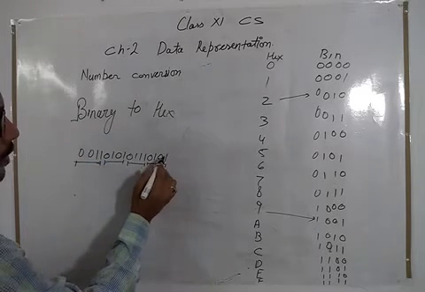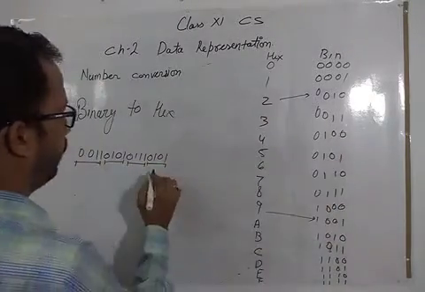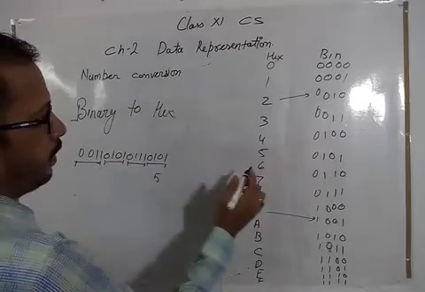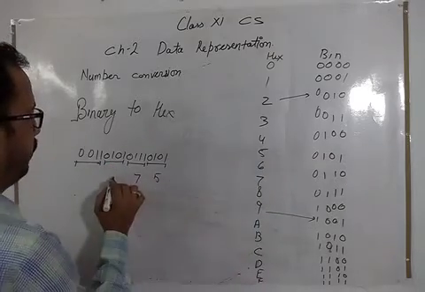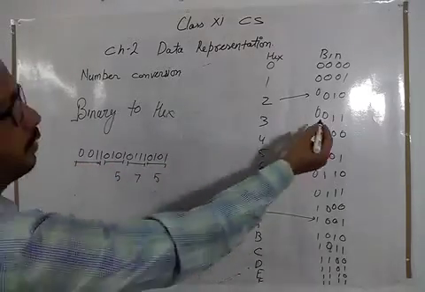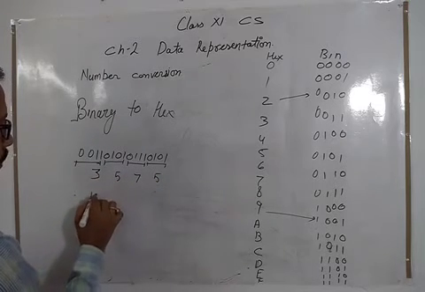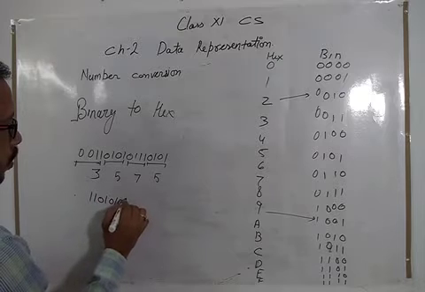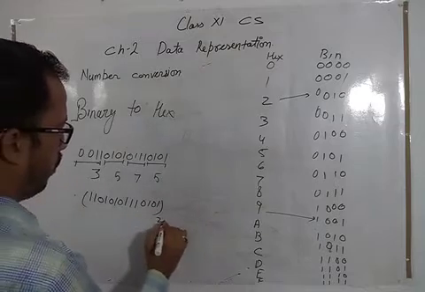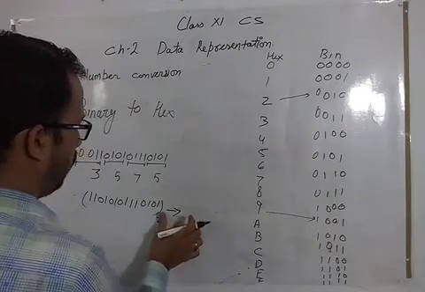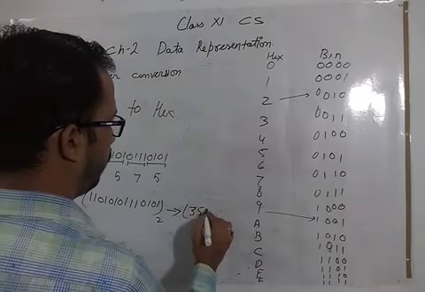Now match these 4 bits from that table. 0101 is 5, 0111 is 7, 0101 again 5, and 0011 is 3. So the binary number 11010101110101 is hex 3575.